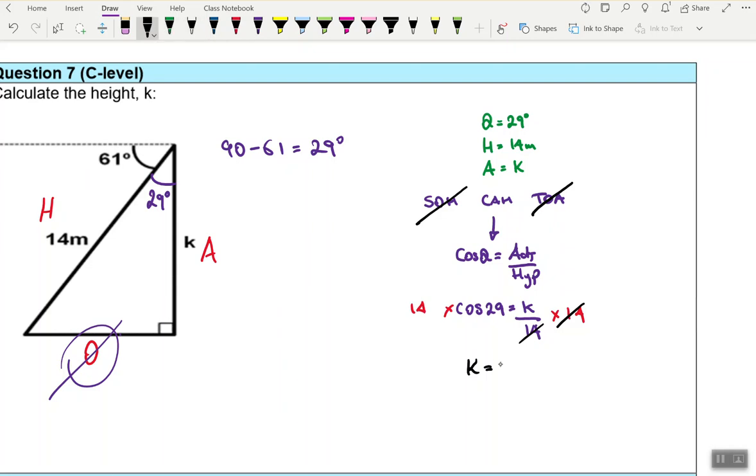So k will be equal to, if I multiply 14 on both sides, 14 times cos 29, and then k is equal to 12.24. I forgot to write my units. That's in meters. And that's it for question 6 and 7.